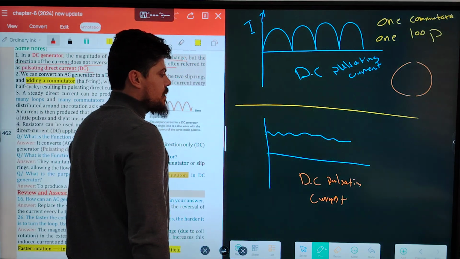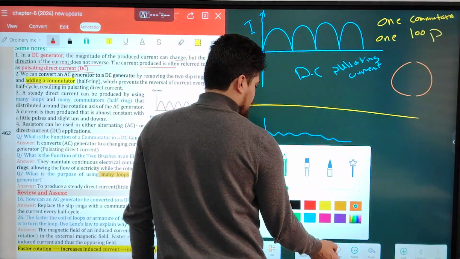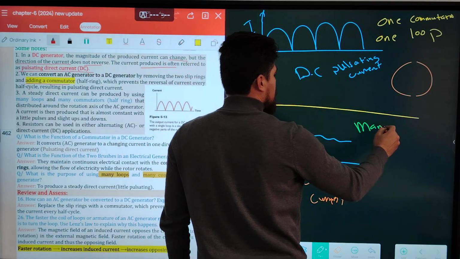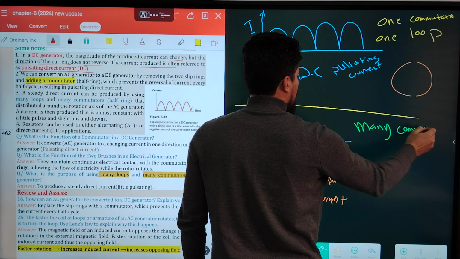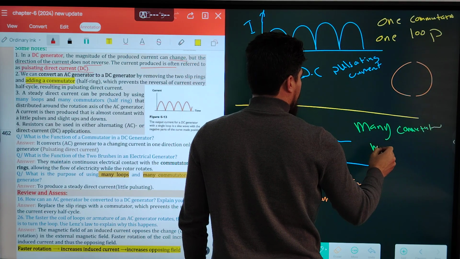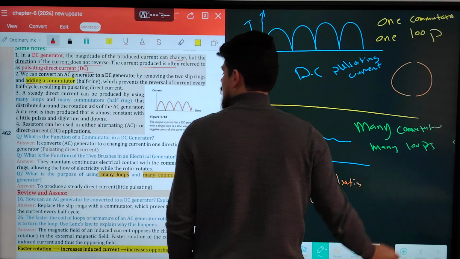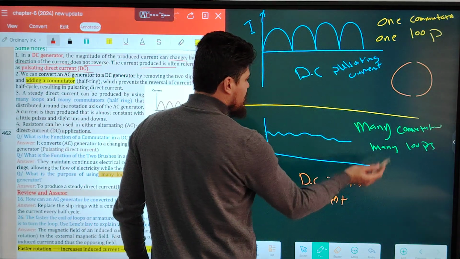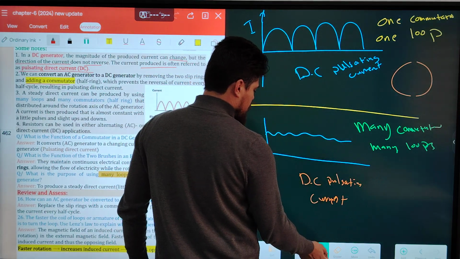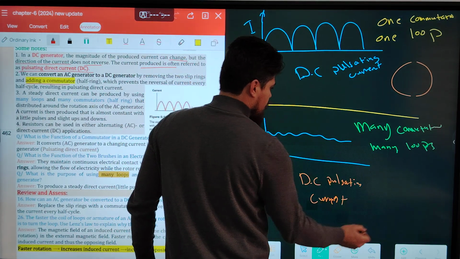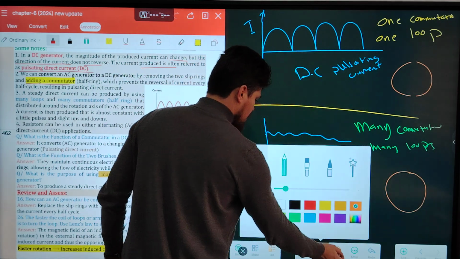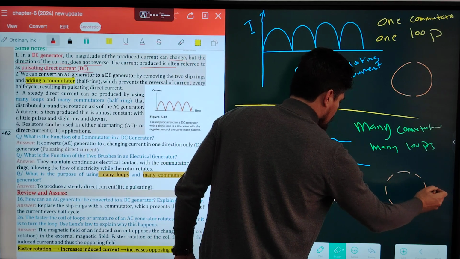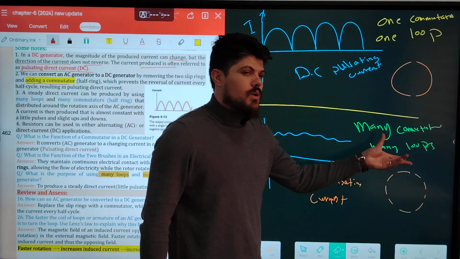When can we achieve the little pulse induced current in a DC generator? If we use many commutators and many coils. We have many commutators and many loops in this figure. What I mean by many loops is that with many commutators, we have more gaps. Okay, we have many gaps, it means that we have many commutators.